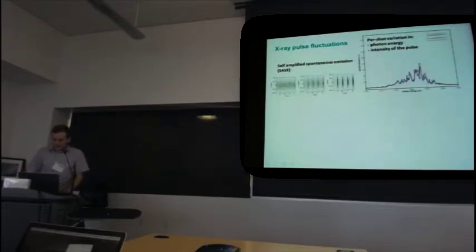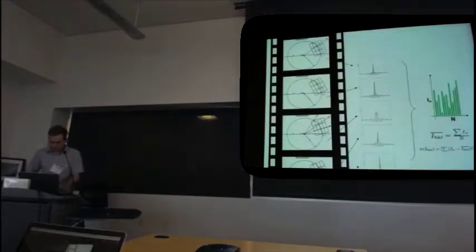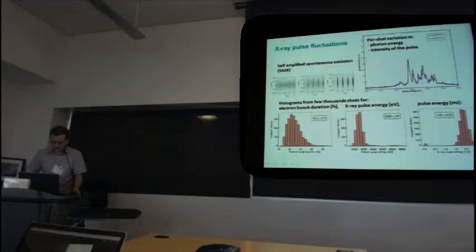Here you can see histograms from a few thousand shots, histograms for electron bunch duration, which translates to the X-ray pulse duration. So the variation in the electron bunch duration also leads to variation of the X-ray pulse duration. So not only intensity and spectra vary, but also the pulse length varies per shot.